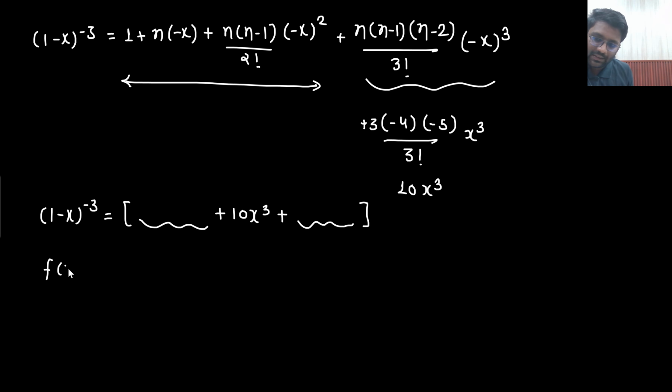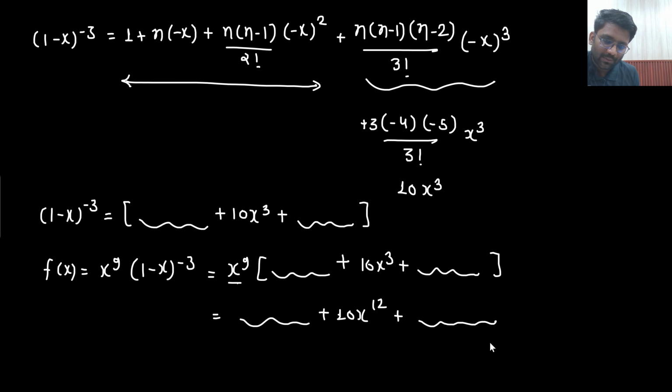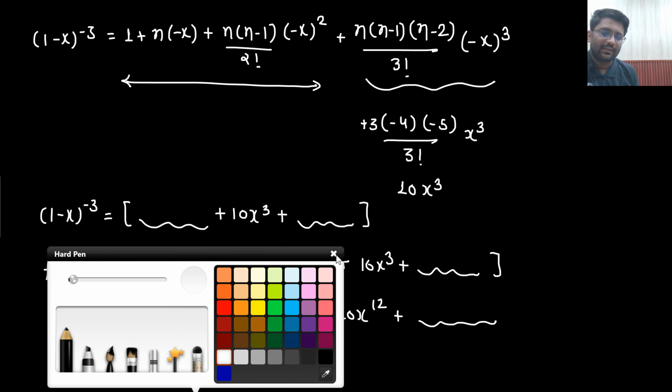So now my fx was nothing but x to the power 9 multiplied with 1 minus x to the power minus 3. So x to the power 9, some factor would be there, 10x cube, some more factor would be there which I don't care about. I only care about this. So I don't know, sir, what will come here, but I am pretty sure 10x to the power 12 will come, and so on. So what is the coefficient? The answer is simply coming out to be 10. That's it. This is the answer. This is how we need to think.